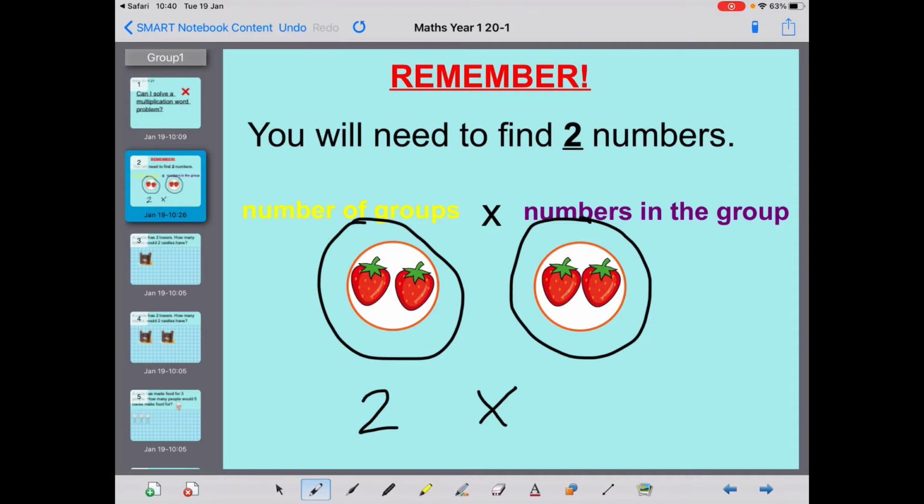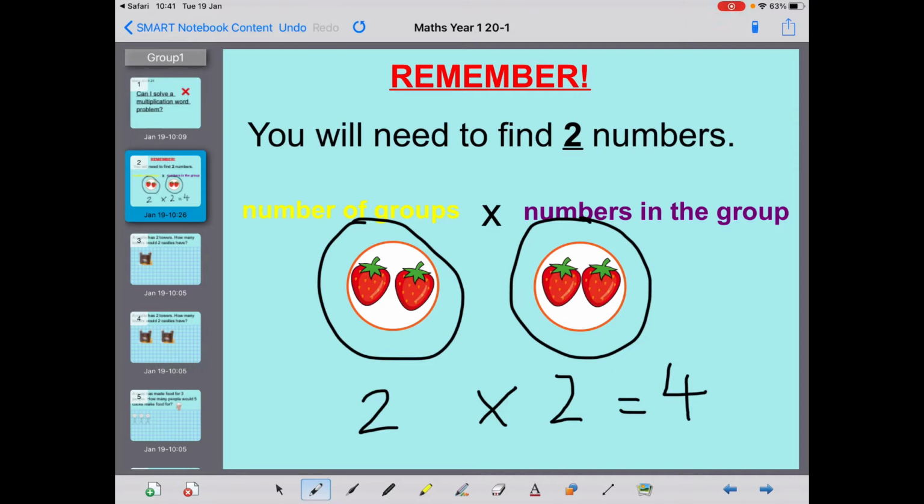Then we need to see what our numbers are in the group. So numbers in the group, and there are 2 strawberries in each bowl. So 2 strawberries in each group. Number 2 there equals. So we know that 2 lots of 2 gives us how many strawberries altogether? 4. And that is how you'll be working out your multiplication word problems.